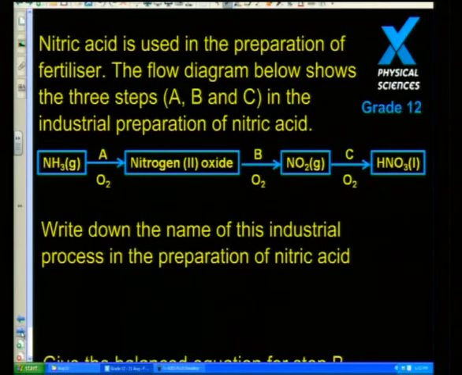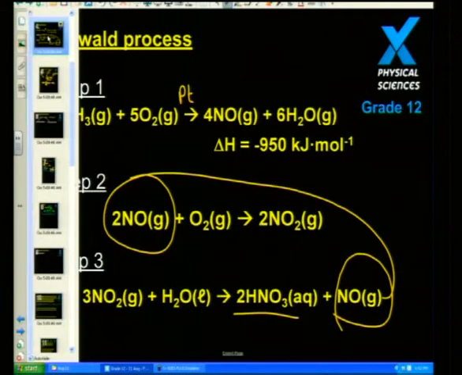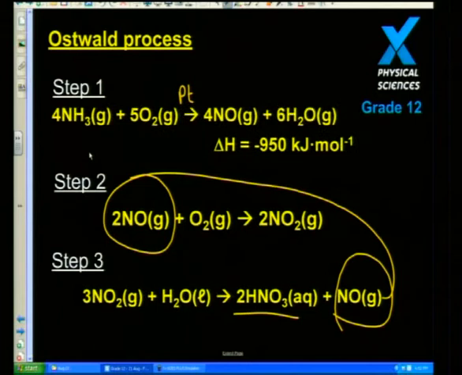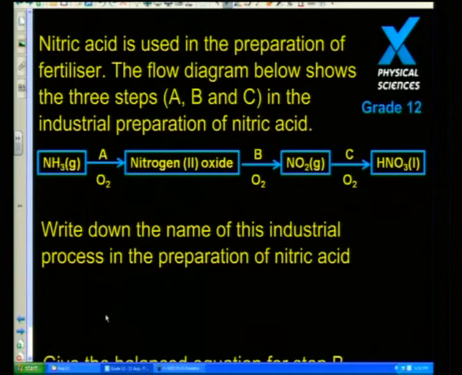Now, these are the three steps we looked at earlier. If we go back to where we did the Ostwald process, what this means for us is that the first thing we did, we added the NH3 to the O2 and it gives us NO. Then we added the NO to O2 and it gives us NO2. Then we added H2O to it. So that's what they're asking. Now if we go back to the question, we sort of know what's going on.